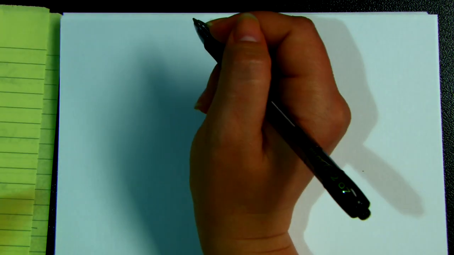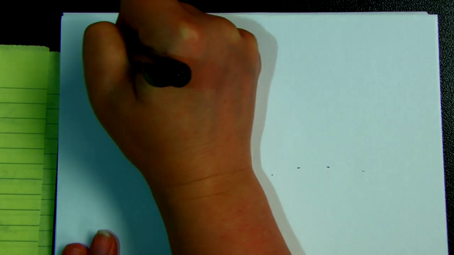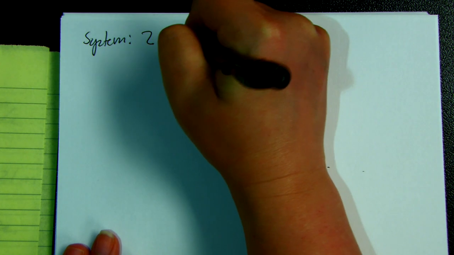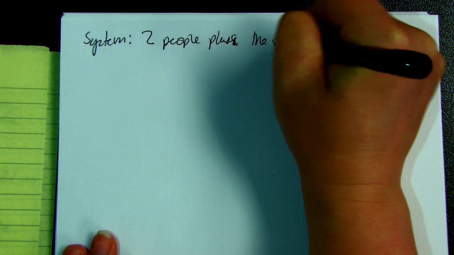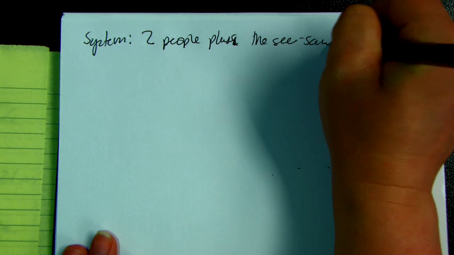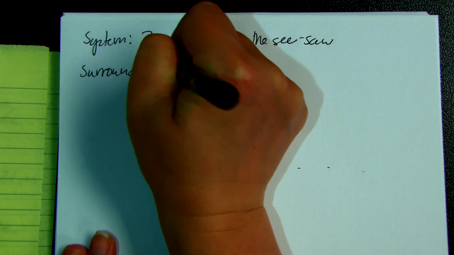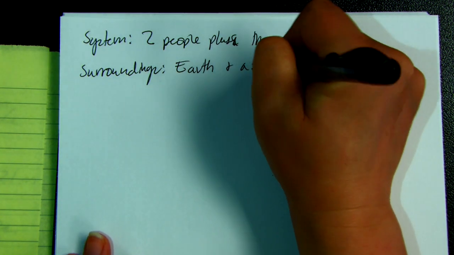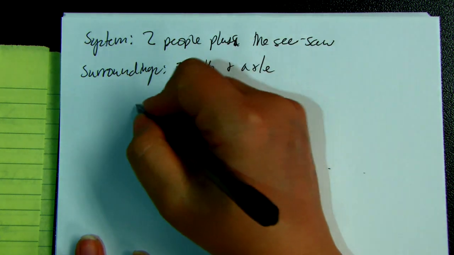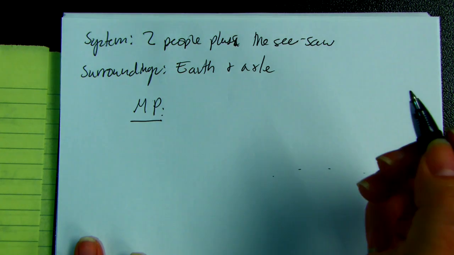We're balancing our system, and our system is two people plus the seesaw. The surroundings are Earth and the axle. These are doing force on the system. They can do work on the system. Okay, so we'll start off with the momentum principle.